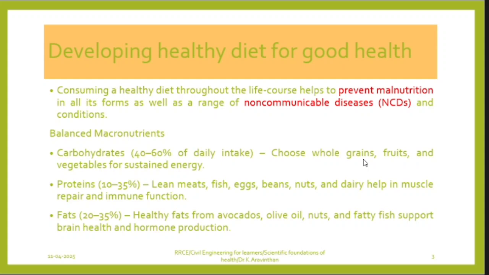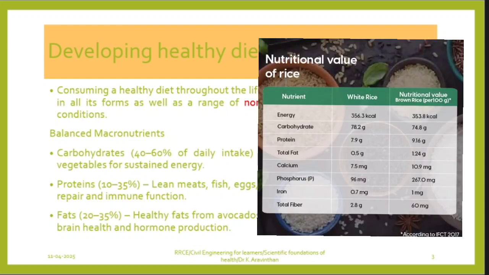Now, when we consume food, there are three types of macronutrients. What are these? Carbohydrates, proteins and fats. How much carbohydrate should we take in? 40 to 60%. What are examples of carbohydrate? Rice. Do you think rice is 100% carbohydrate?